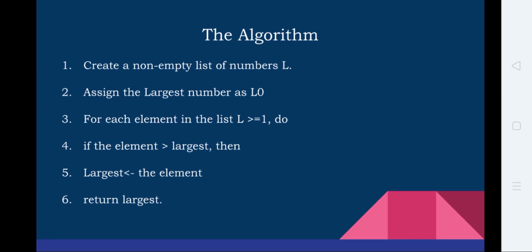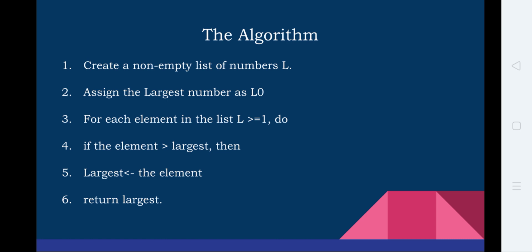The algorithm says create a non-empty list of numbers L. So first create a list and then assign the largest number as L0. That means we are taking the first element as the largest element, the first element is first considered as the maximum number. Then for each element in the list L from index 1 onward, do the following.